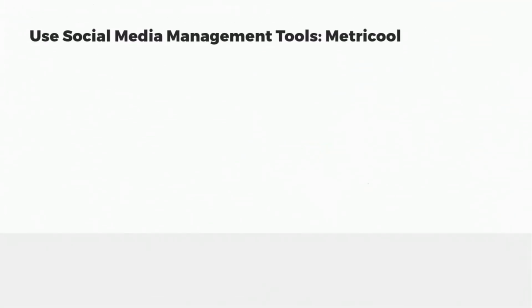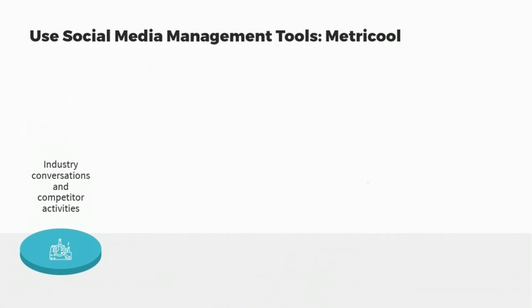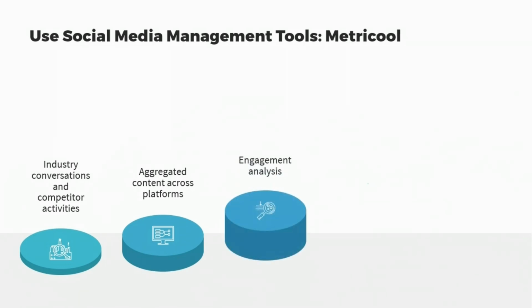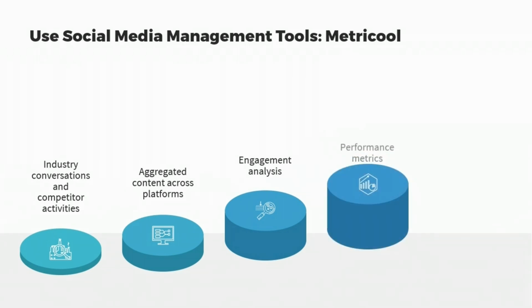Now, using social media management tools like Metricool, as I mentioned before, provides valuable insights and analytics for monitoring AI automation trends. Metricool can help with tracking industry conversations and competitor activities related to AI automation on social media platforms to stay informed about market trends and developments. It can also help with accessing aggregated content from multiple social media platforms in a single dashboard for streamlined monitoring and analysis. Analyzing engagement metrics like likes, shares, and comments can help to gauge the effectiveness of AI automation related content and identify areas for improvement.